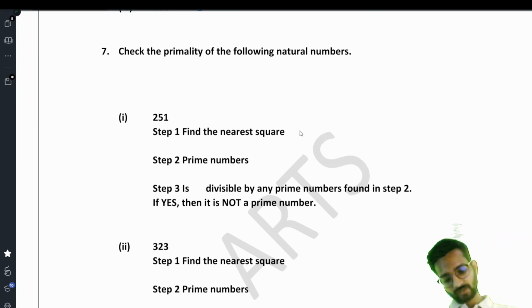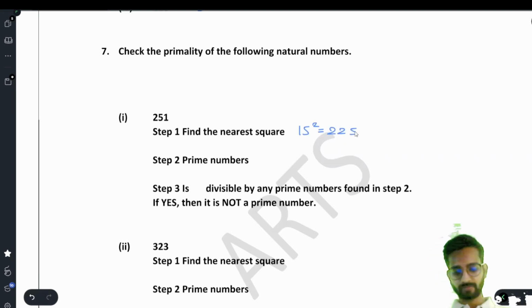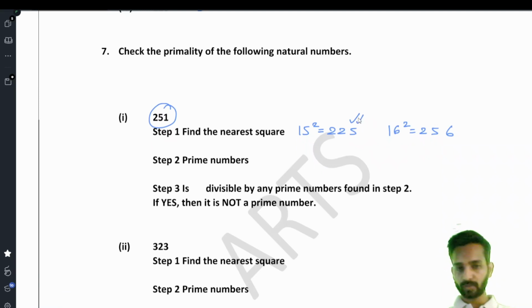you can say 15 square, which is 225. We cannot take 16 square because 16 square will become 256, which is more than 251, but we had to find a square number which is less than 251. So we will be considering 15 square, that is 225.